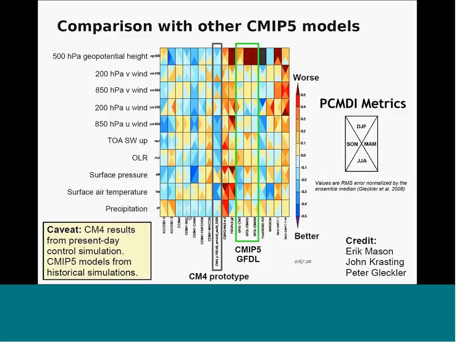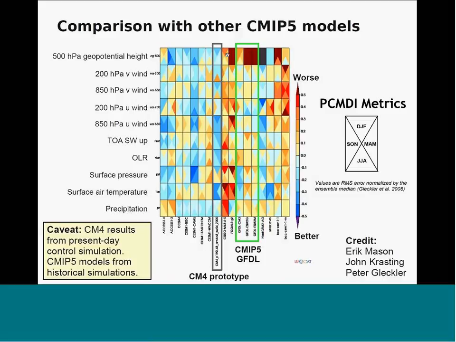And in each rectangle, you have 4 triangles, which show the normalized RMS, seasonal RMS, so DJF, MAM, JJA, and so on. So really what you're looking for is blue colors, which indicate that the model is better than the ensemble. So the better models are the models that have the most blue or bluish colors in the entire column.